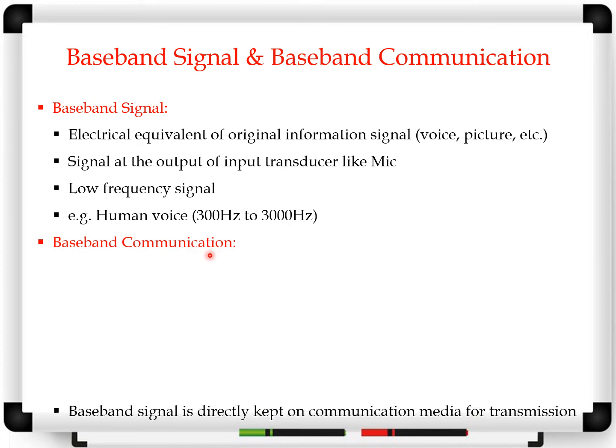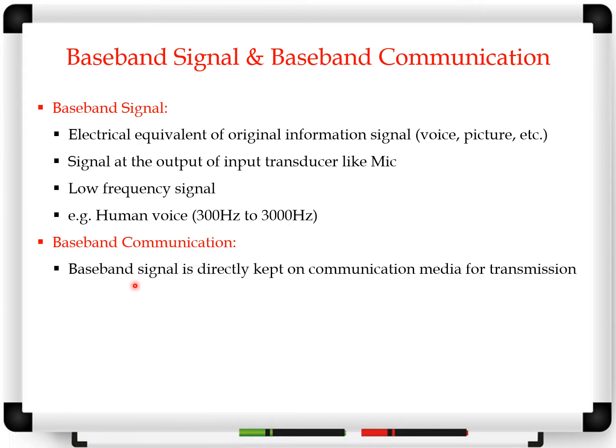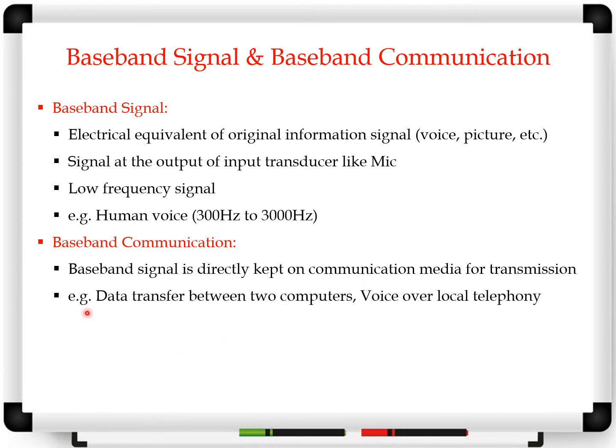Now baseband communication. In baseband communication, the baseband signal is directly kept on communication media for transmission. For example, the data transfer between two computers or voice over local telephony. In these two examples, the electrical equivalent of original information signal, that is baseband signal, is directly kept on the transmission media for the communication, and this is called baseband communication.